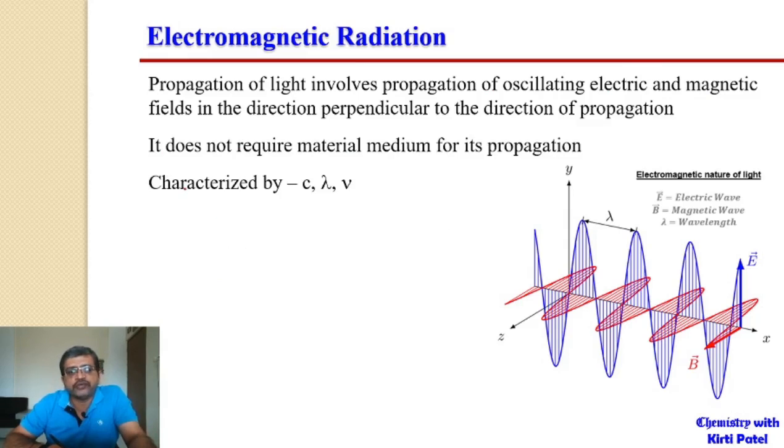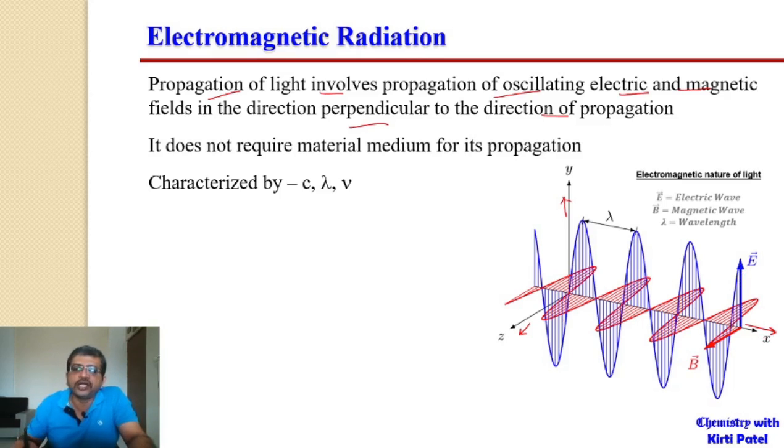When it is interacting with radiations, first we need to know what the radiations are made up of. Electromagnetic radiations involve propagation of light as oscillating electric and magnetic fields in the direction perpendicular to the direction of propagation. In this diagram, if this is our direction of propagation along the x-axis, then along the y-axis we have the electrical field that is projected, and along the z-axis we have the magnetic field, which is exactly perpendicular to the electrical field along the y-axis, and propagation is on the x-axis.